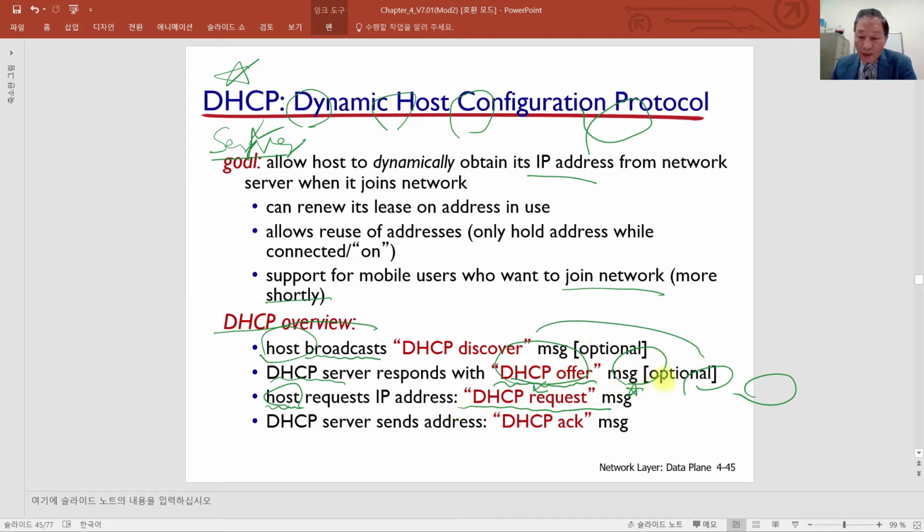Of course, if there is no DHCP server, then we cannot request because there is nothing. And the DHCP server finally sends the address with a DHCP acknowledge message. Because if there are many DHCP servers and they are providing and offering, then I am requesting only one of them. Then this one will be acknowledged by that DHCP server providing that IP address.